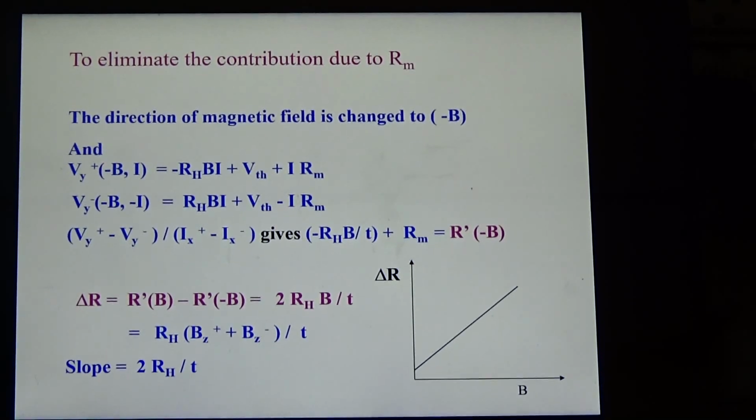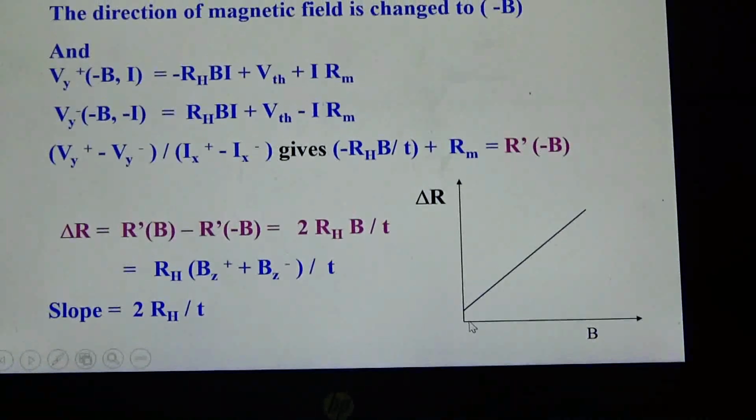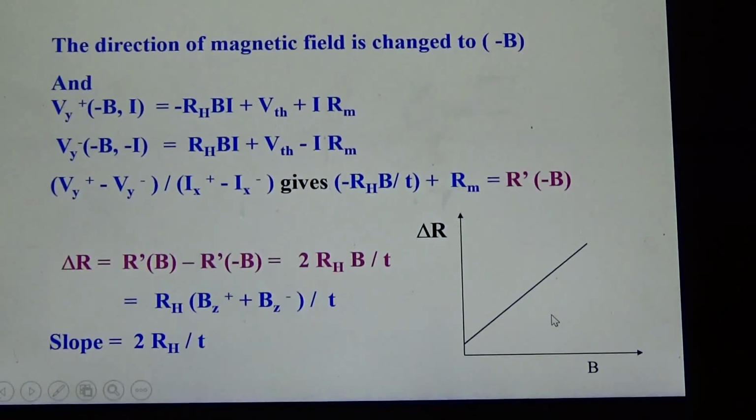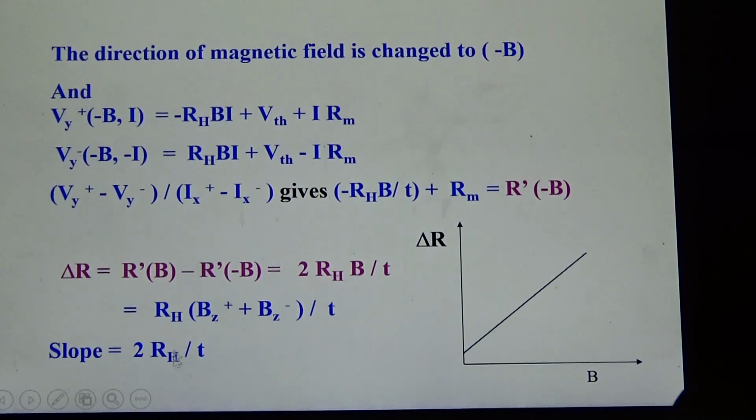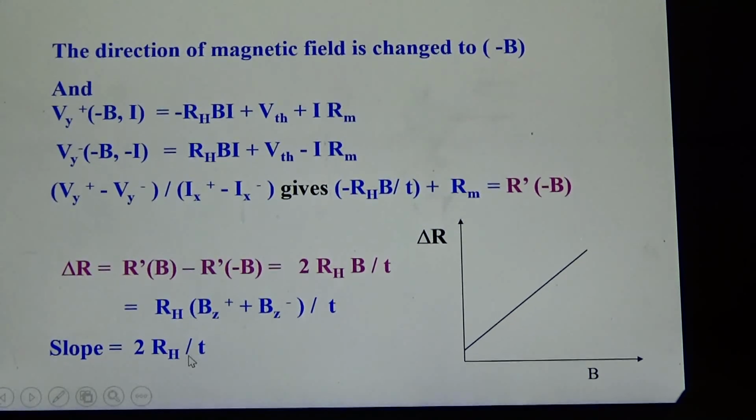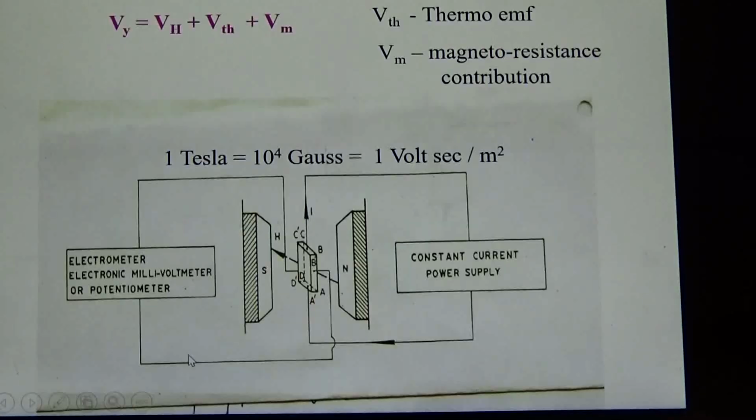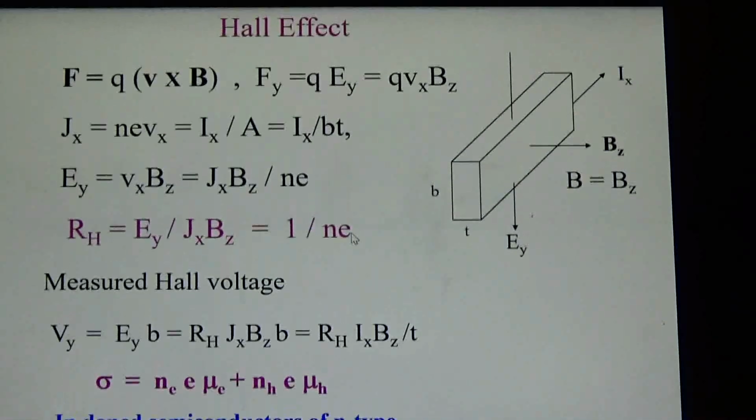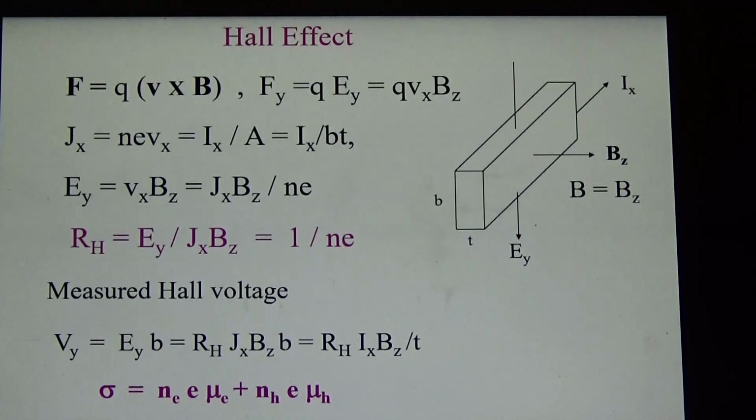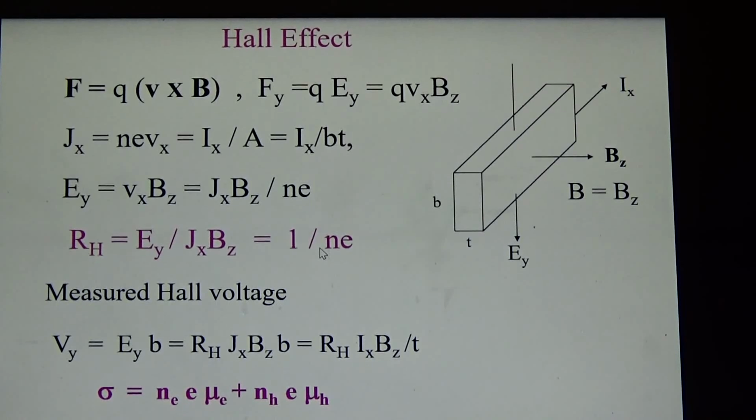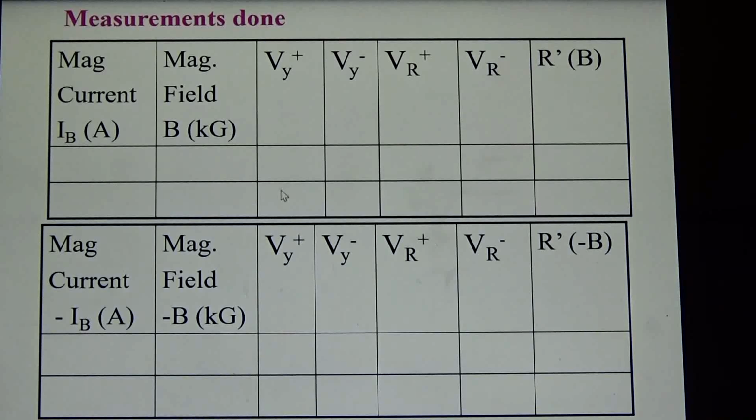Typically the offset voltage should be as small as possible, or ideally speaking the line should go through the origin. If you measure the slope of this experiment, that gives you 2RH by T, and the thickness of the sample is given to you. From the first slide, you know that RH gives rise to 1 over NE, where E is the charge of the electron. So you can determine N and estimate the charge concentration.